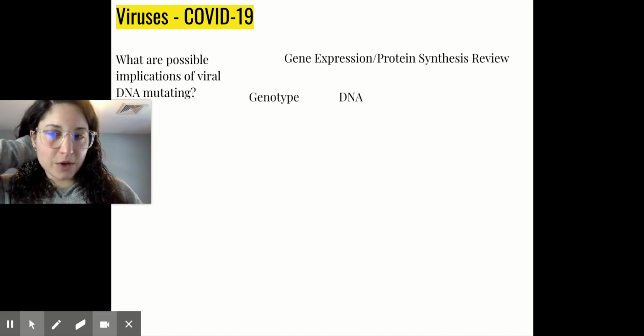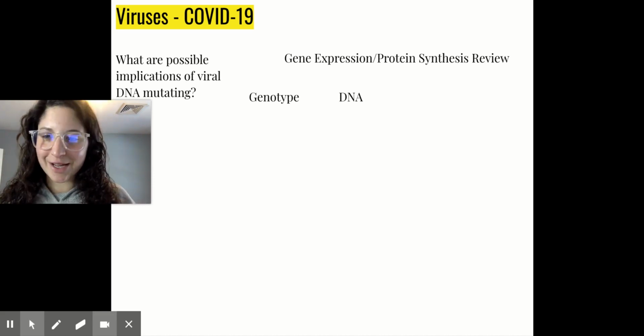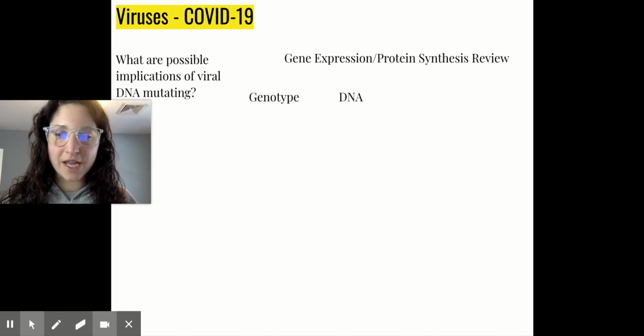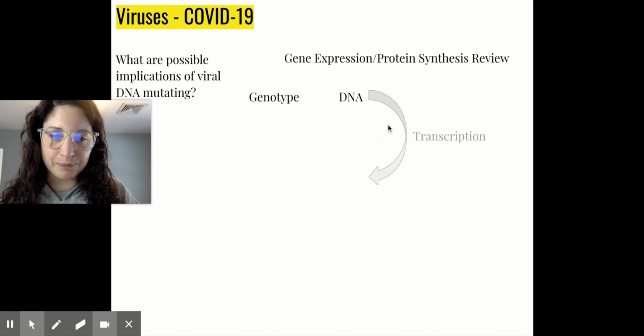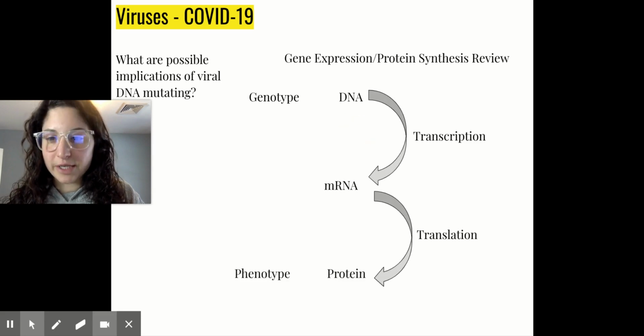When we do this, we start with our DNA, or in this case for COVID, we start with RNA, we work through reverse transcriptase back to DNA, and then we're starting at DNA. So this would be our genotype. This is the code of A's, T's, C's, and G's. From there, we transcribe it into mRNA. From there, it gets translated into a protein, which is the phenotype.